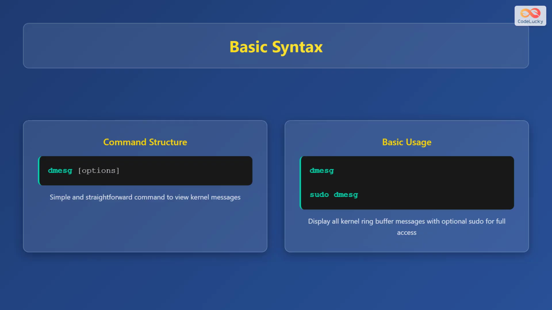For example, to display all kernel ring buffer messages, simply type dmesg. Sometimes you might need administrative privileges to access all the information. In that case, you can use sudo dmesg.